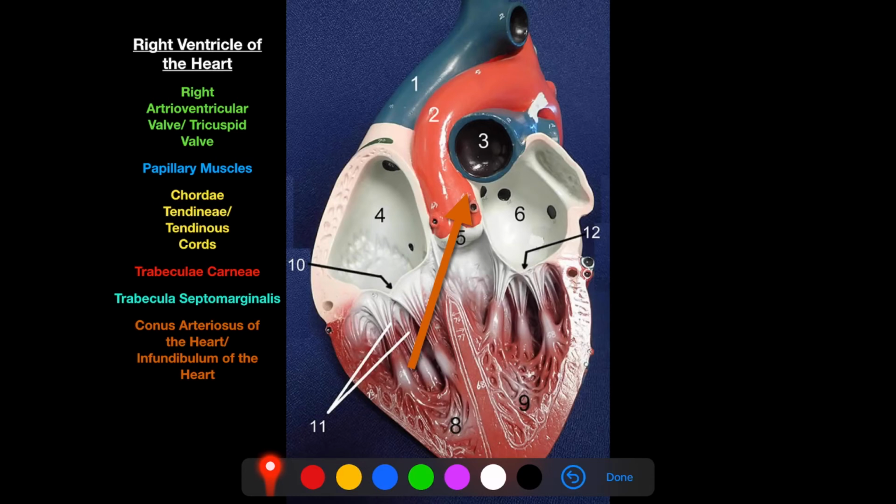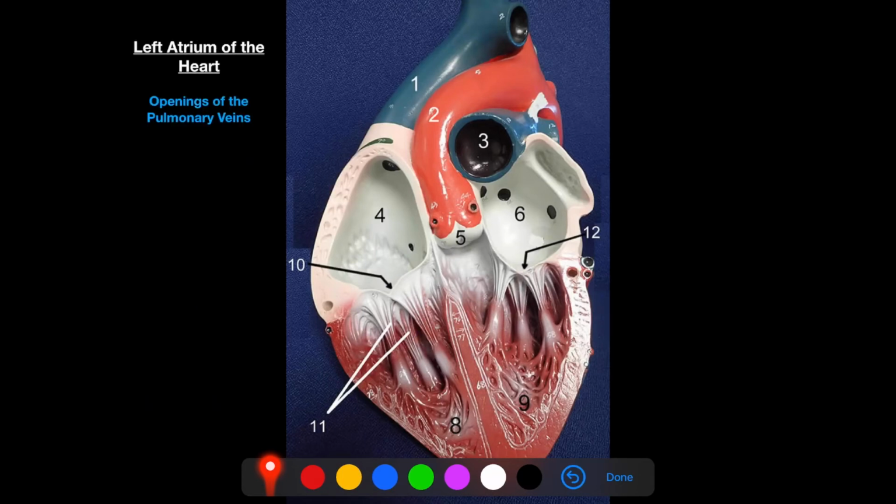Cool. Now, we can think of the blood going through the pulmonary trunk into the pulmonary arteries, going away from the heart, going through the lungs, being oxygenated and dumping out CO2, and then coming back to the left atrium of the heart. Now, the vessels that bring that oxygen-rich blood back to the heart are called pulmonary veins. And if you see these holes right here, these black dots represent openings, and those are called openings of the pulmonary veins.